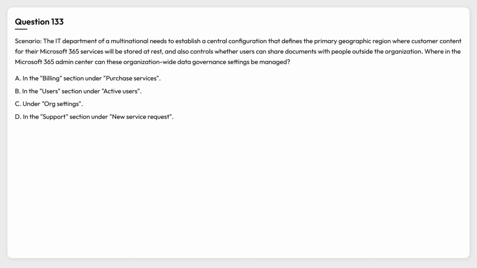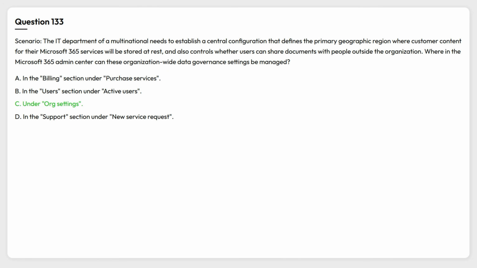Option A, in the billing section under purchase services. Option B, in the users section under active users. Option C, under org settings. Option D, in the support section under new service request.